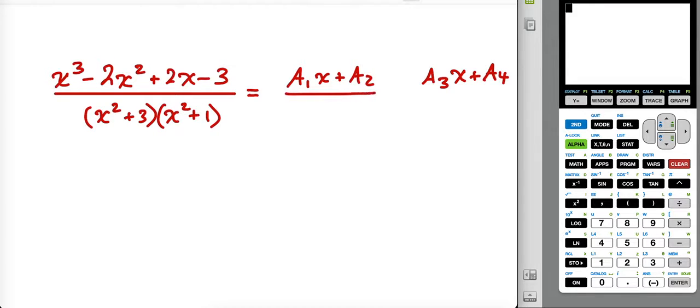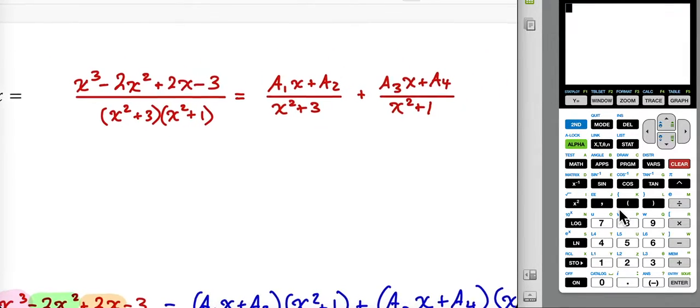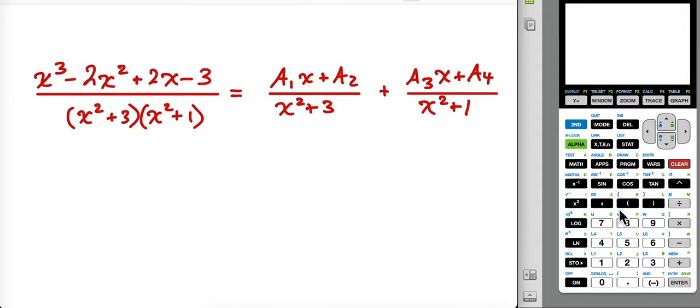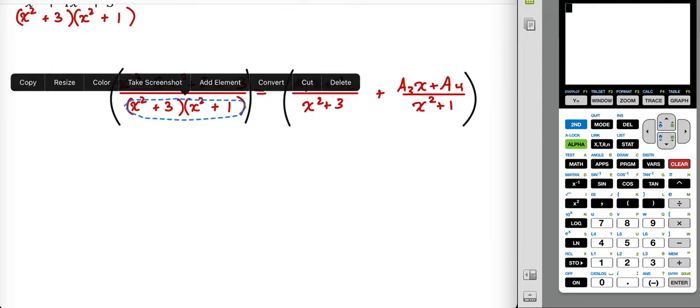So the first denominator is going to be x squared plus 3. Oop, I don't need parentheses there. The second denominator is going to be x squared plus 1. All right, so now I'm going to multiply everything by that common denominator. All right, and that common denominator again, x squared plus 3, x squared plus 1.